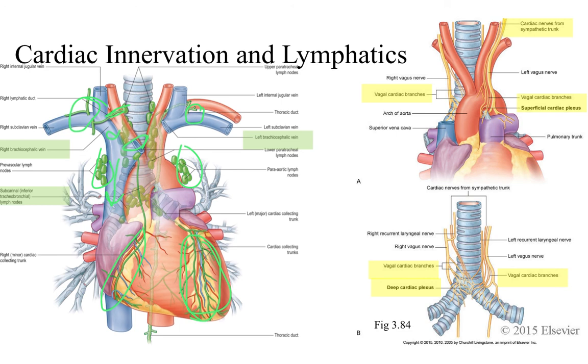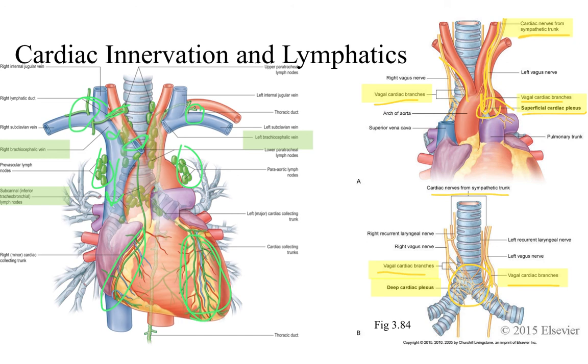So here you have, let me get my yellow pen, cardiac nerves from the sympathetic trunk coming down here, all right, going to the superficial cardiac plexus. You have vagal cardiac branches coming here, going to the superficial cardiac plexus. And then you have more vagal branches and nerves from the sympathetic trunk going to the deep cardiac plexus.